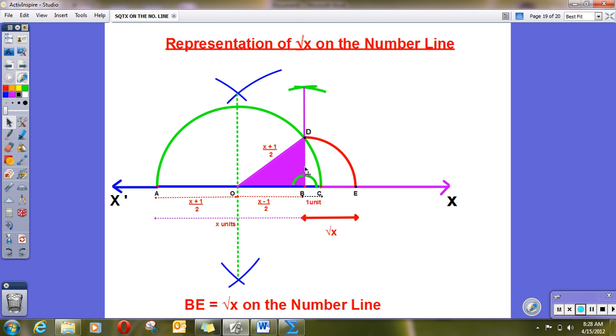Now we wish to represent this on the number line. So we take B as center and BD as radius. We draw an arc, cut it out where it touches the line, and BE represents root x on the number line.